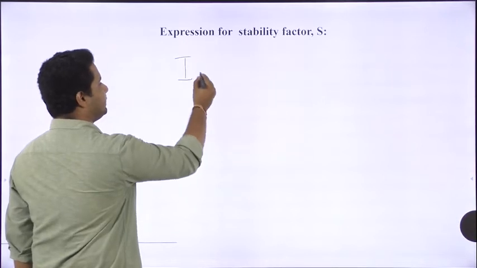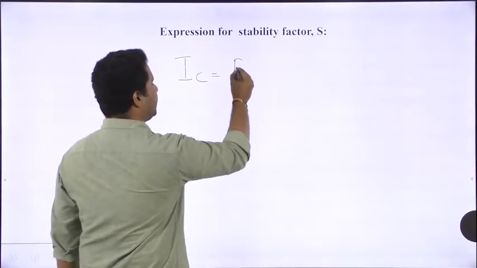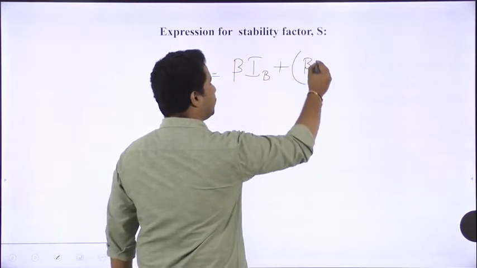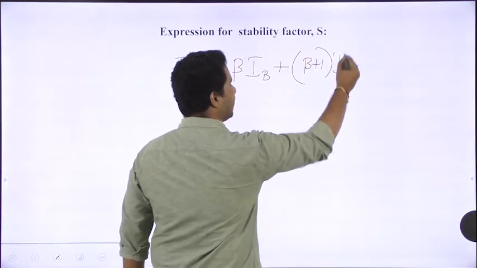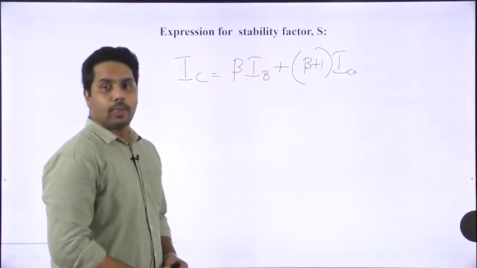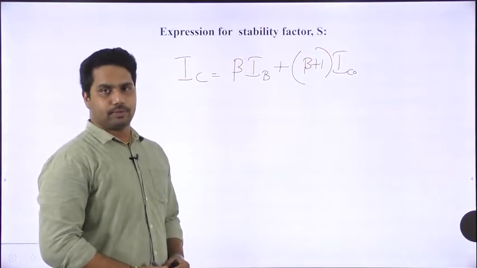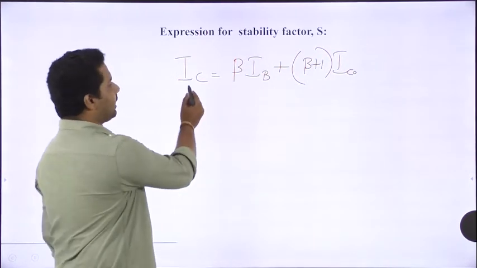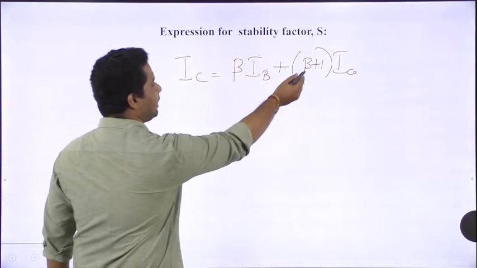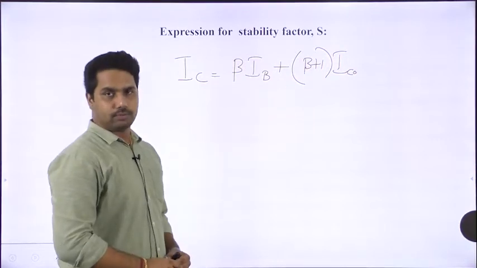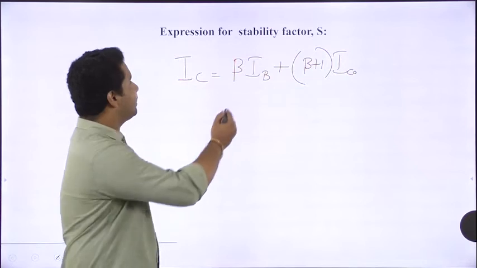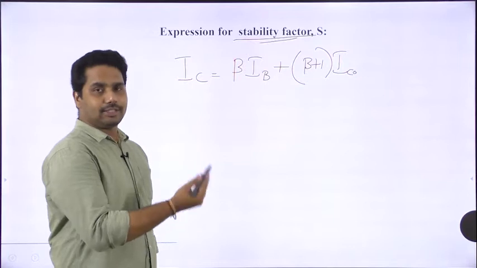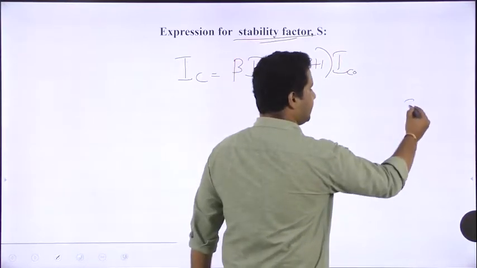Total collector current IC is equal to beta times IB plus (beta plus 1) times the collector leakage current IC naught, for a common emitter configuration. So total collector current IC is equal to beta IB plus (beta plus 1) IC naught. And I told you I am going to get an expression for the stability factor, right? Then what is the stability factor equation? S is equal to what?